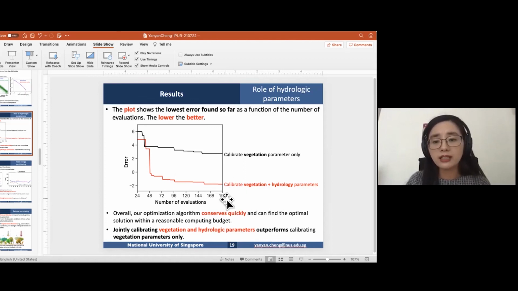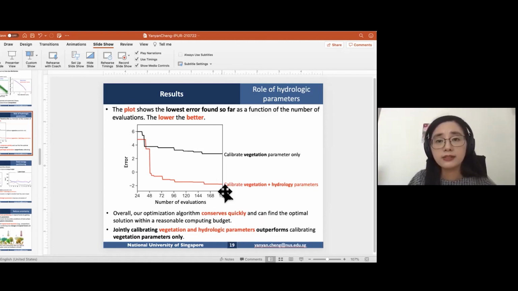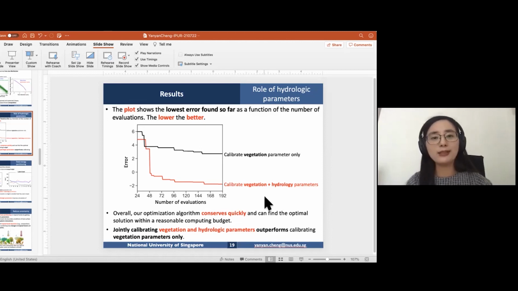So even with 192 evaluations, we already have very satisfying solutions. But with more and more simulations, it will take more and more computational time. So this is just a compromise between all these objectives.